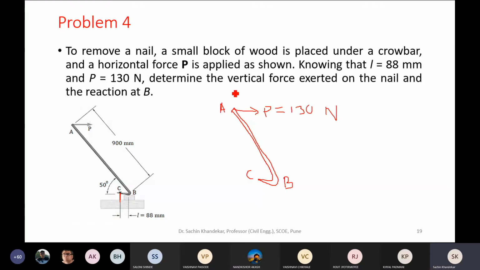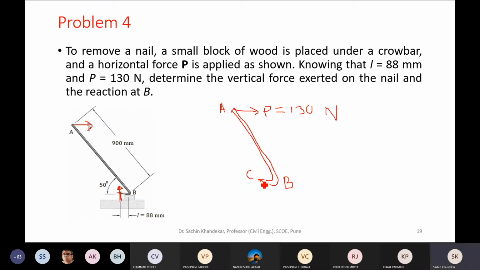It is given in the problem. If you go through the problem, you will come to know. It is clearly mentioned in the problem. Tension. Yes, very good, tension. Because when you apply a force P onto this crowbar in the rightward direction, the end C will get lifted up, and hence the tension T is developed.